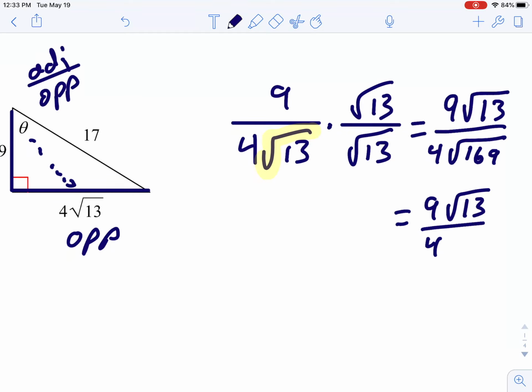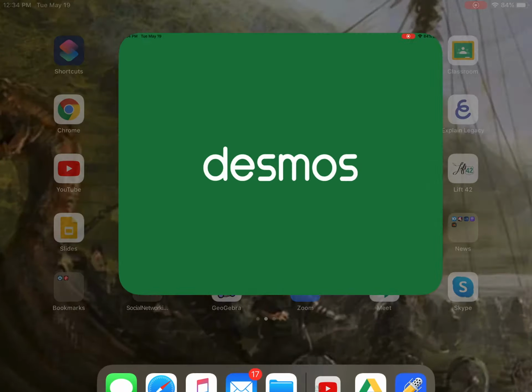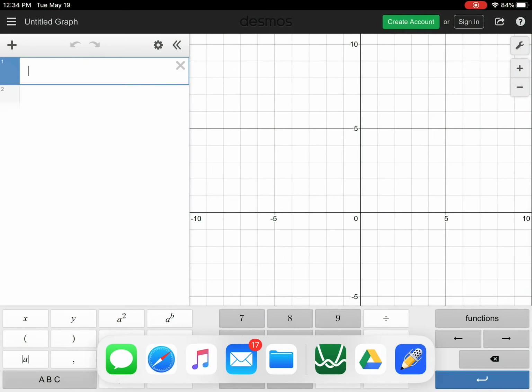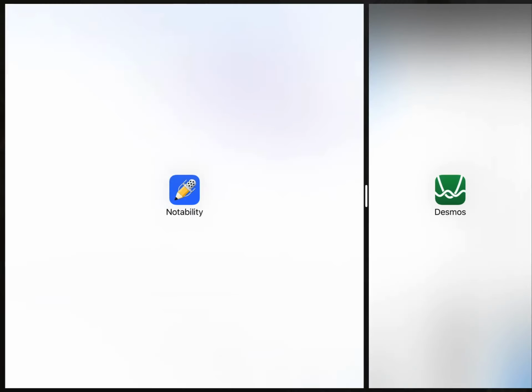Now, what is the square root of 169? Oops. Let's see. I got to get Desmos up here. I mean, I know what the answer is. I'm just kind of playing devil's advocate. Like, what if you didn't know? What would you do?